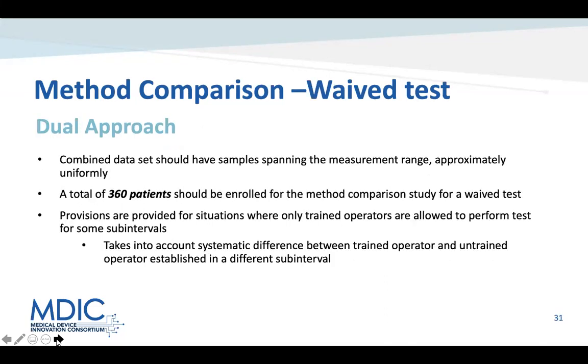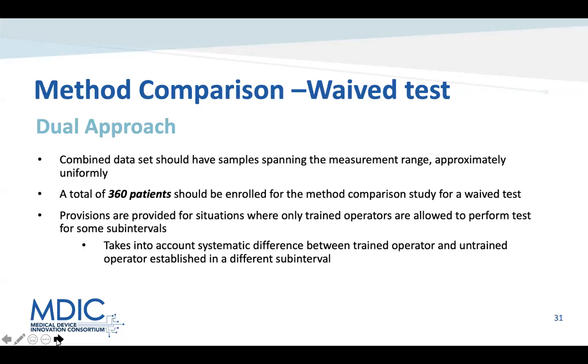And here is the approach for the dual approach. This scenario describes a situation when the candidate device is a new device that's not been cleared or approved as a non-Waived point-of-care device. So the studies recommended here provide a single set of comparison and reproducibility studies, and the data generated will support both the clearance of the device and the application for CLIA waiver. Again, as with the other 2 examples, the combined data set should span the full analytical measurement range, but here you need 360 total patients to be enrolled for the method comparison for a Waived test.